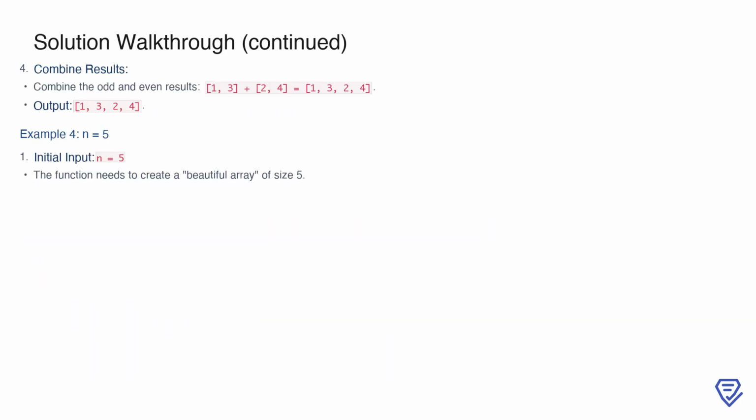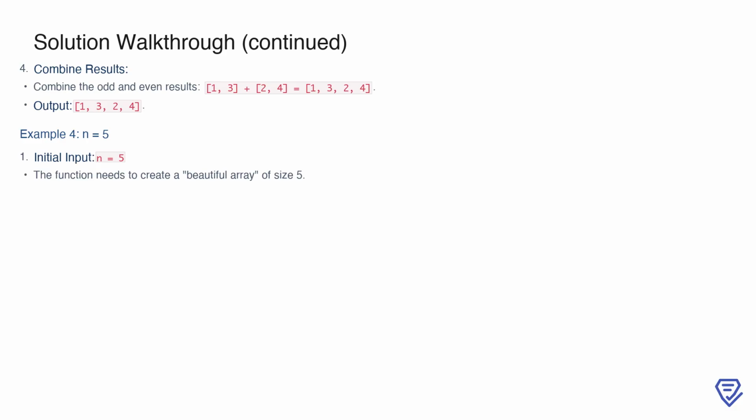With the mapped values, we can now combine the odd and even results to construct the final array. Merging the odd indices, 1, 3, and the even indices, 2, 4, results in the beautiful array 1, 3, 2, 4. This output satisfies the conditions of the problem because no three elements in the array form an arithmetic sequence.